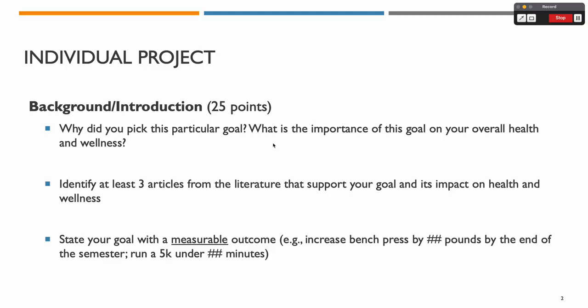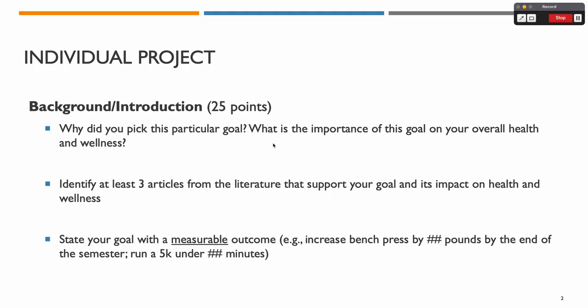And all of you should be able to connect your goal, regardless of what it is, to health and wellness. In identifying how it relates to health and wellness, you need to use three research articles, journal articles, to support why that goal is good for your health and wellness. These can be very broad in how they help, but you need to find the literature that backs that up and talk about those and point to that in your background and introduction.